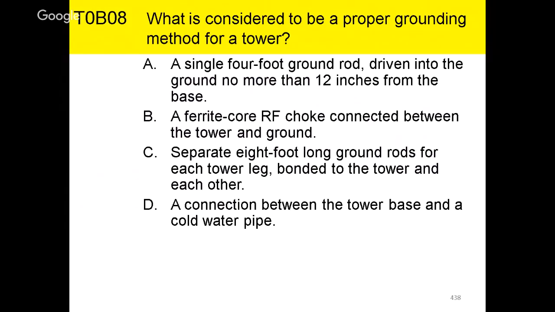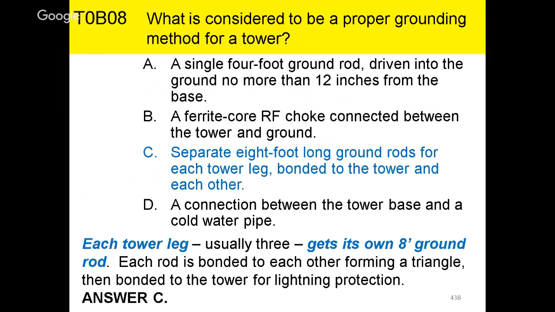Okay, what is considered to be a proper grounding method for a tower? I think I just mentioned this a moment ago, and it's take a separate 8-foot long ground rod for each tower leg, bonded to the tower and to each other. So if you have 3 tower legs, you're going to drive an 8-foot ground rod into the ground for each one of those that forms a triangle, and you're going to tie them all together and tie them to the tower as well.